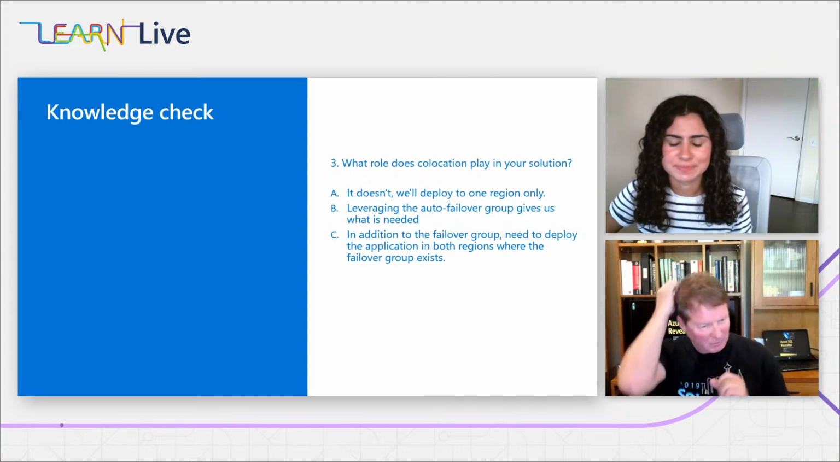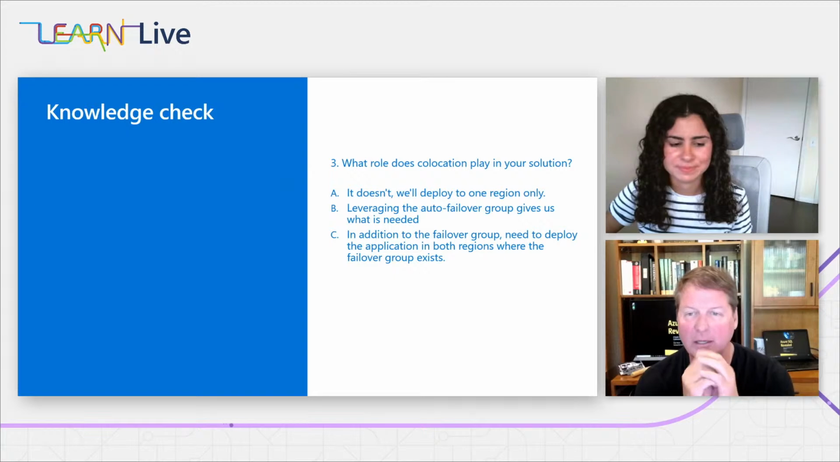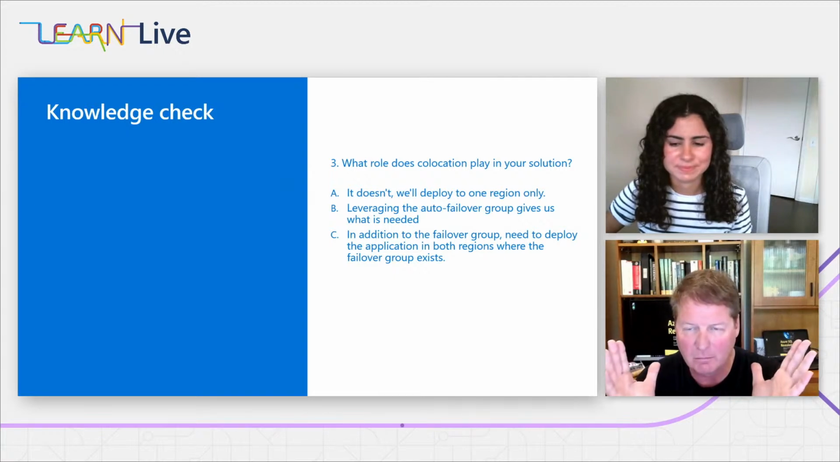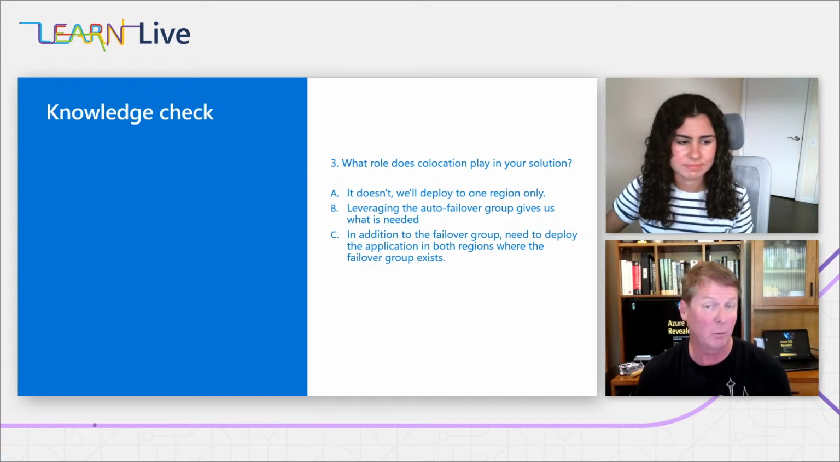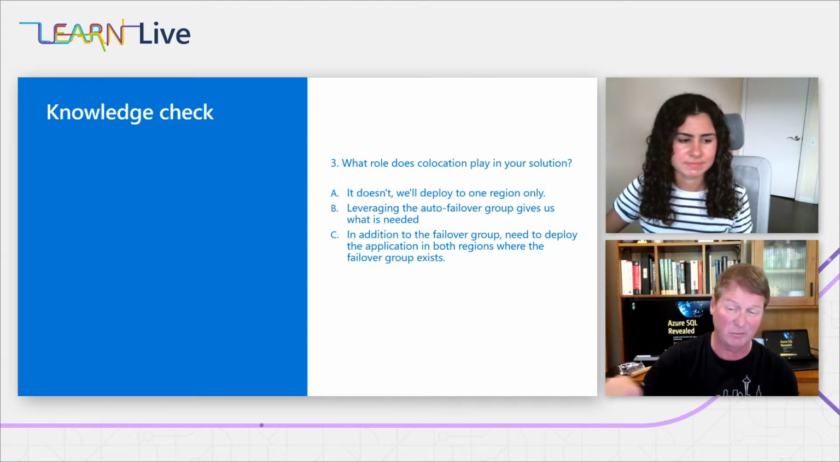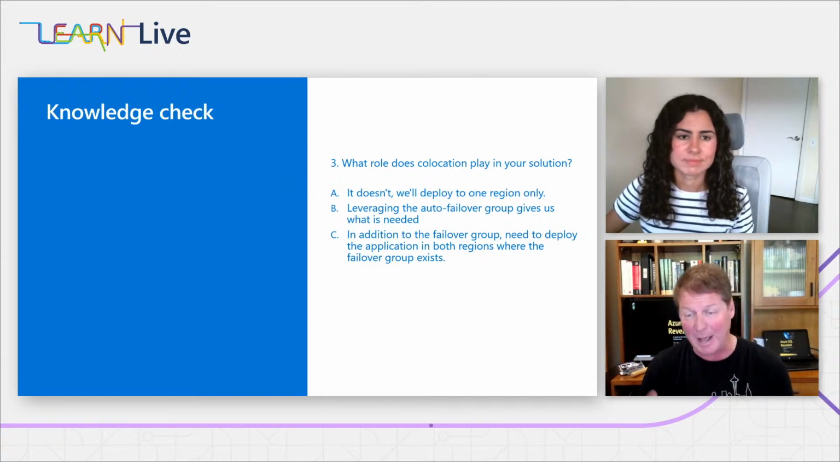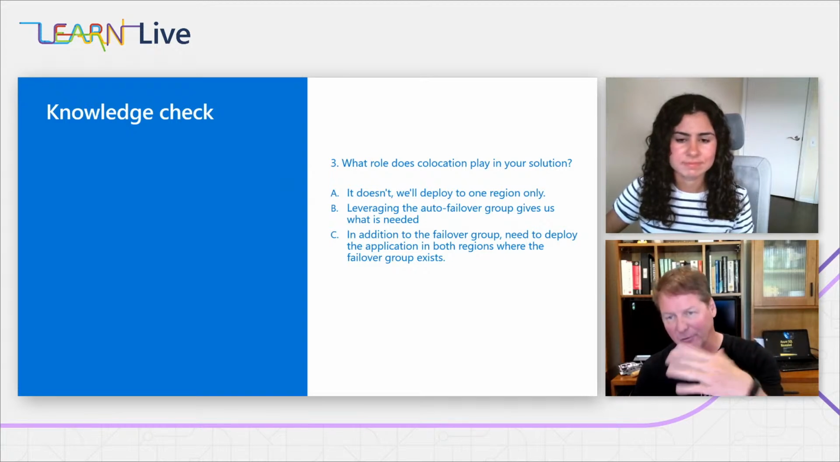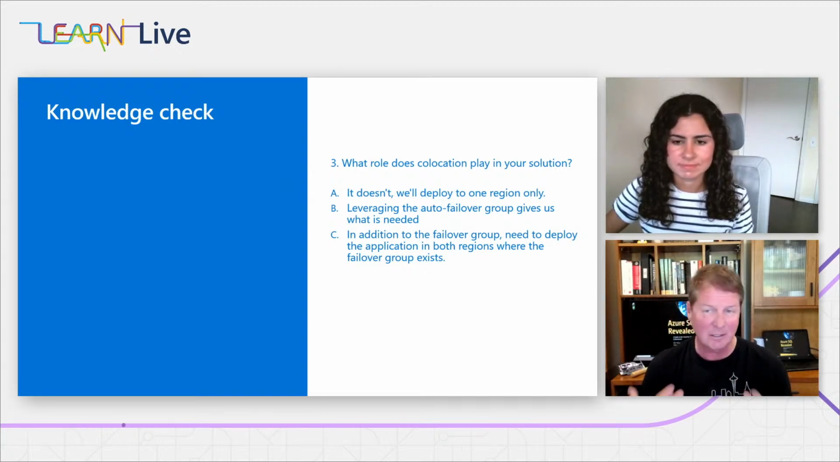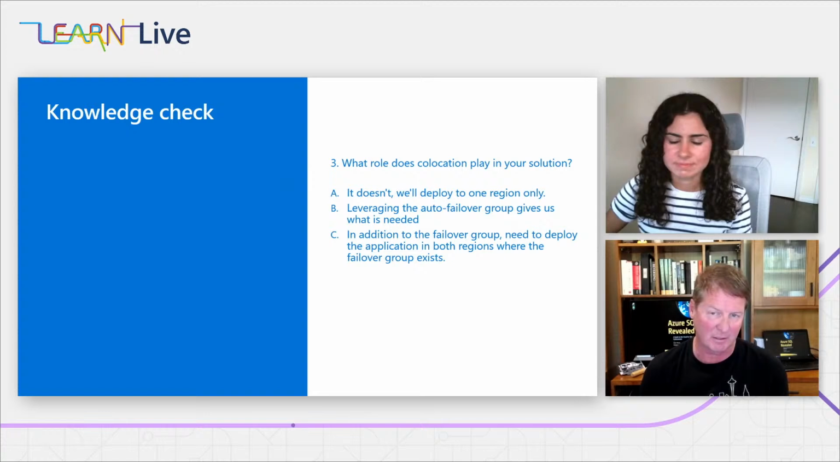Yeah, I'm thinking back to the scenario now. You talked about data sovereignty in this scenario a little bit, and the availability that's needed. And we already said we're going to use an auto failover group, which, if I'm not mistaken, implies a different region. So deploying to one region only can't apply here. Leveraging the auto failover group is great because it gives us what we need from a database perspective.